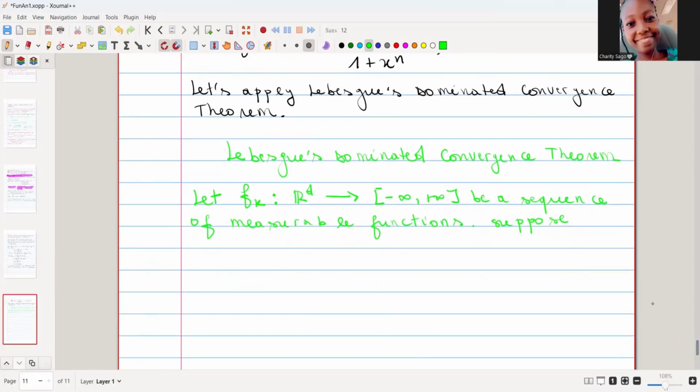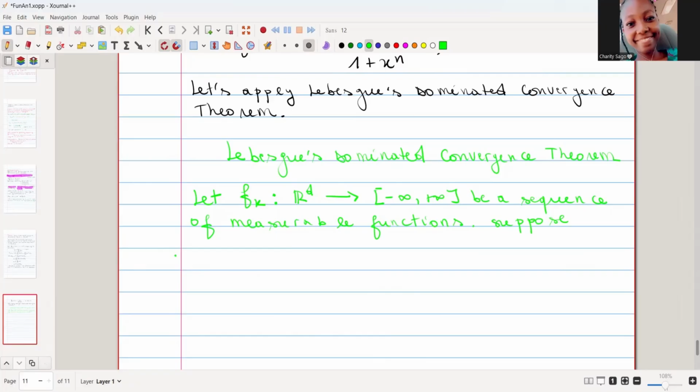So before continuing, I would like just to say that the goal of the Lebesgue dominated convergence theorem is to compute the limit of a sequence, or maybe the limit of the integral of a sequence, and we want to switch the position of the integral and the limit. So you want to make the limit inside the integral, and there is a condition that must be satisfied.